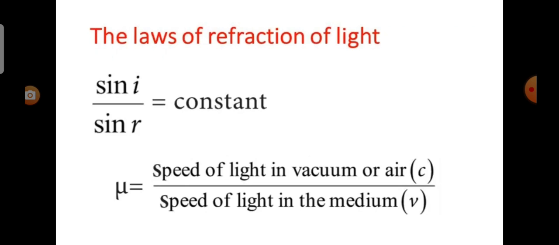This constant is called the refractive index of the second medium with respect to the first medium. It is generally represented by the Greek letter mu, as 1μ2. Here μ is equal to the speed of light in vacuum divided by the speed of light in the medium. Generally 1μ2 is equal to the speed of light in medium 1 divided by the speed of light in medium 2.